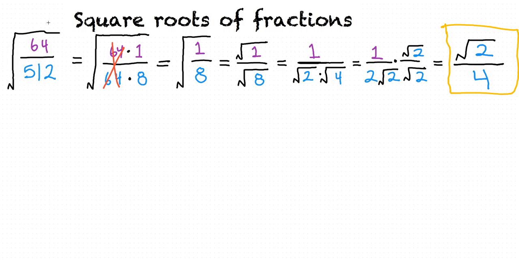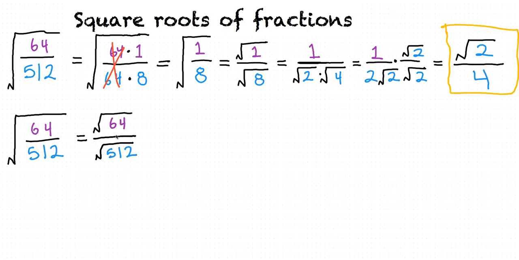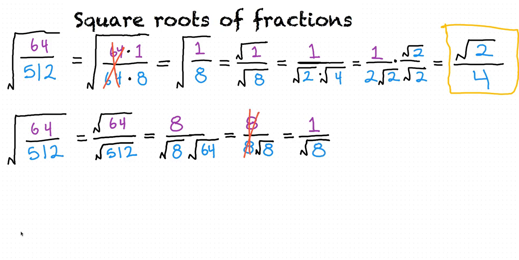But what would happen if we took the square root of both the numerator and the denominator and then simplified? Our original expression, the square root of 64/512ths, could be rewritten as the square root of 64 over the square root of 512, and then our numerator, square root of 64, can be simplified to 8, and the square root of 512 can be rewritten as square root of 8 times the square root of 64. If we rewrite this denominator as 8 square root of 8, this 8 coming from square root of 64 and this square root of 8 being the same square root of 8 here, then we can cancel out the 8's in our numerator and denominator, and we're left with 1 over the square root of 8.